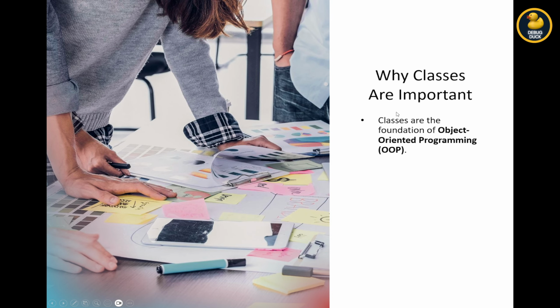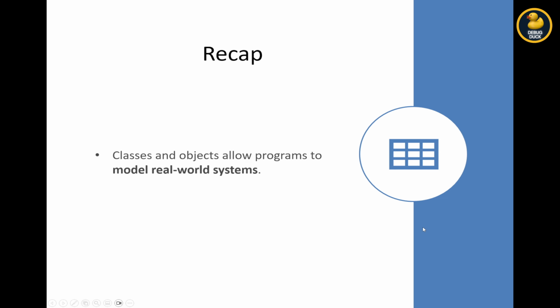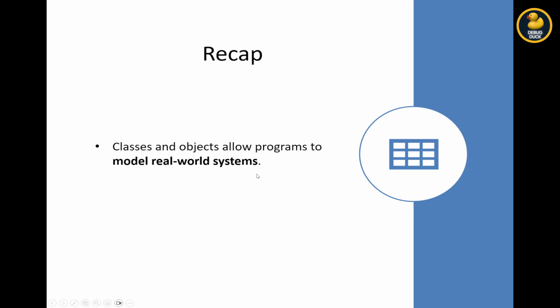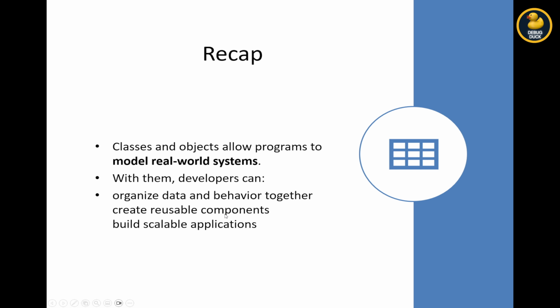Why are classes important? Classes are the foundation of object-oriented programming. They help developers organize code, model real-world objects, and reuse logic. Examples in real applications: user, product, order, payment. Classes and objects allow programs to model real-world systems. With them, developers can organize data and behavior together, create reusable components, and build scalable applications.